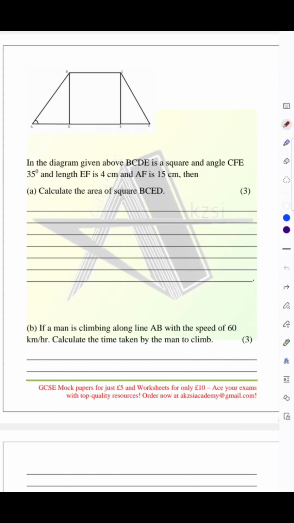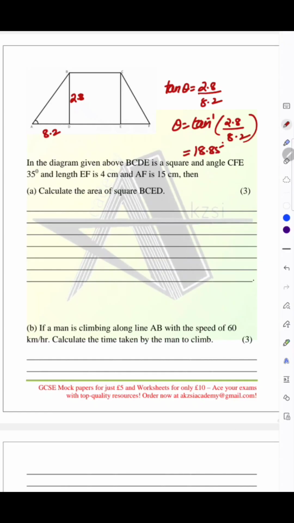I'm going for tan. So this was 2.8 and this was 8.2. So clearly this is opposite, this is adjacent. So I'm going to apply tan theta. So tan theta is equal to opposite over adjacent. So that means theta is going to be tan inverse of opposite over adjacent, and this will give me 18.85 degrees. So that's your angle of elevation.